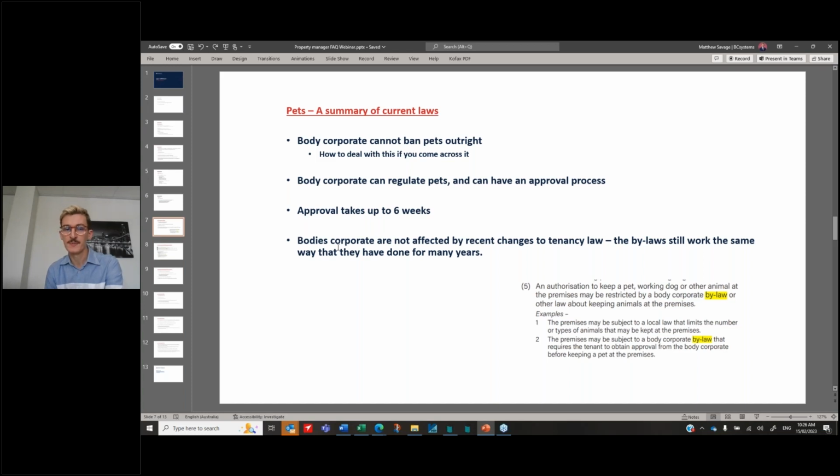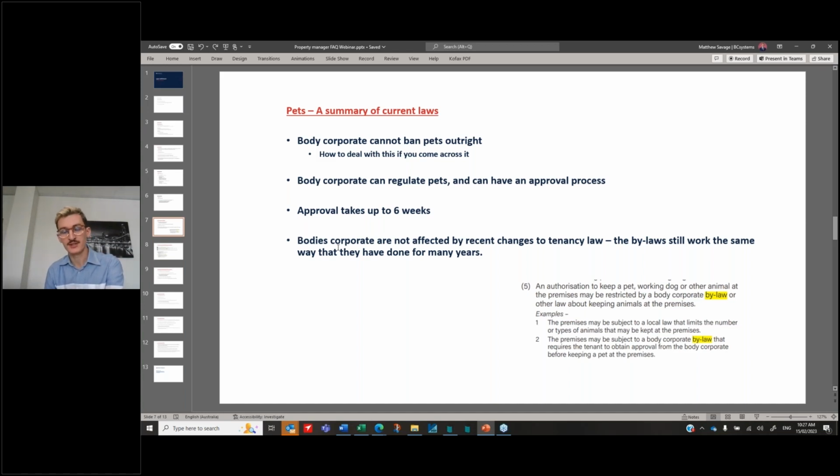I don't have data, but I'd say 99% of buildings we've ever experienced or worked with have a bylaw that says you can't have a pet unless the body corporate has approved it. It's also the default in the legislation, which is why it's probably one of the most common types of bylaws out there for pets. So that bylaw is unchanged.